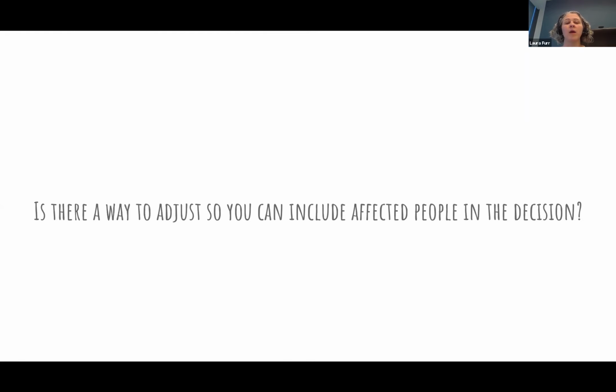But is there a way to adjust so that you can include the affected people in the decision? So for example, in the case of something where you have individualized sensitive data, can we flip over to using aggregate data that's non-identifiable? Or in the even more extreme case, can we just use publicly available data, keep it very simple, and be able to really engage the expertise and the experiences of the people that we're asking to be involved in the decision, rather than really focusing on the data in that instance?